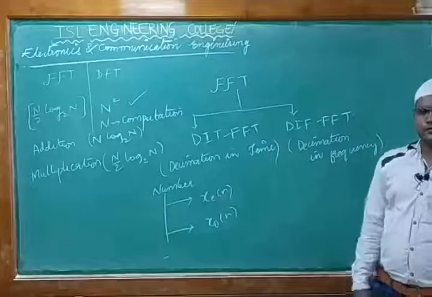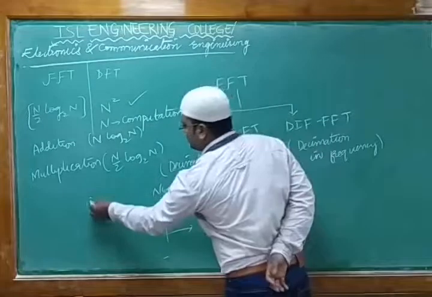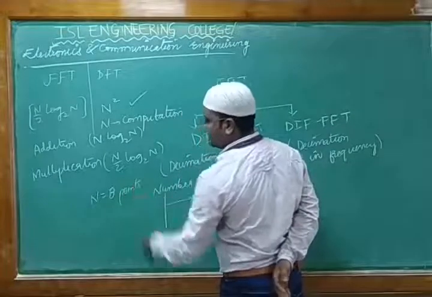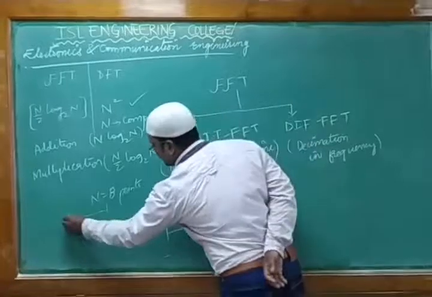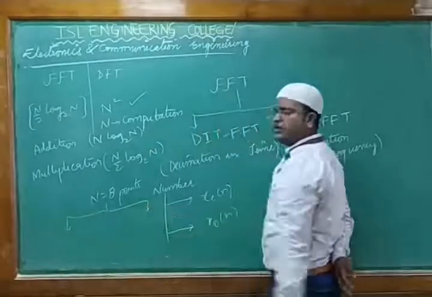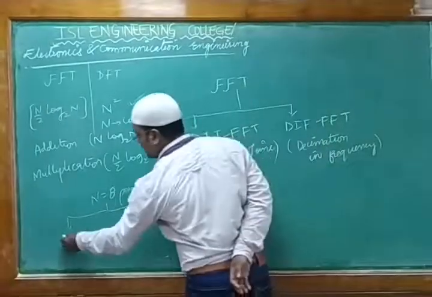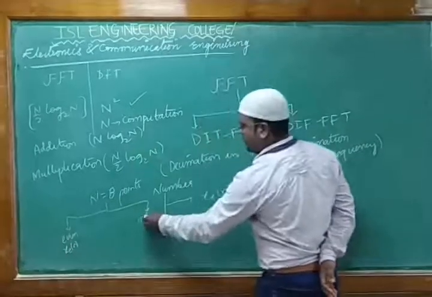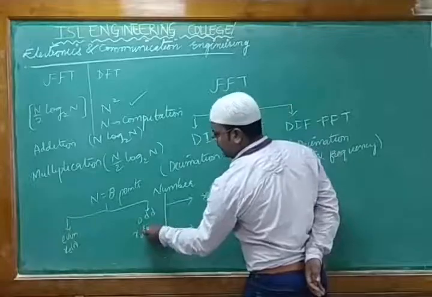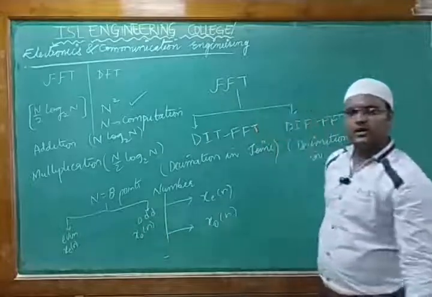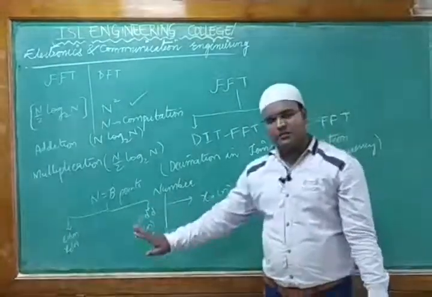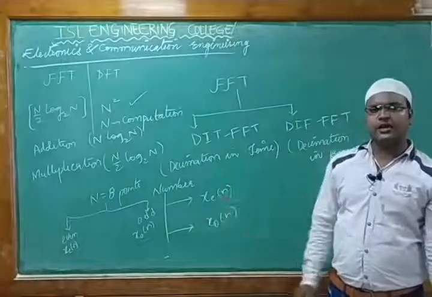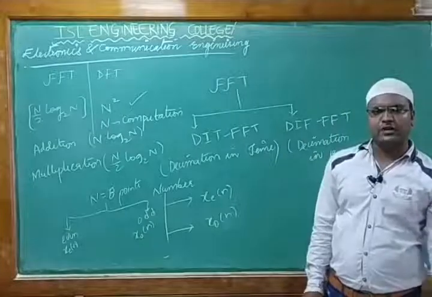Both are separated. Suppose n is equal to 8 points in the question. How do we convert that 8 point? We convert it into two components. At one end we have even, so even means XE of n. At the other end we have odd. What does odd mean? XO of n. So we convert the numbers into the even component separately, then the odd component separately. We segregate both of them, and we try to find the fast Fourier transform.